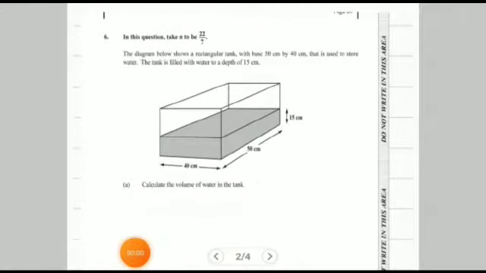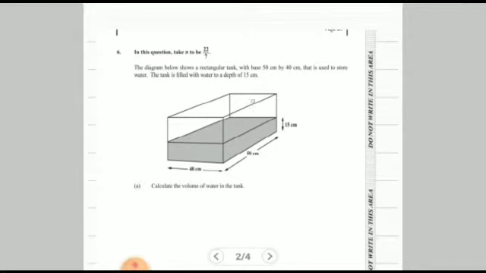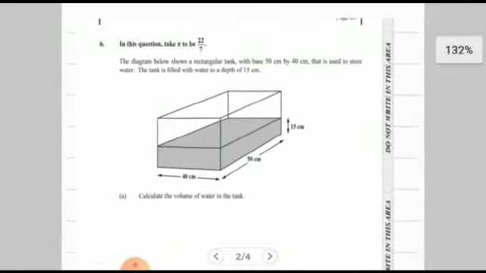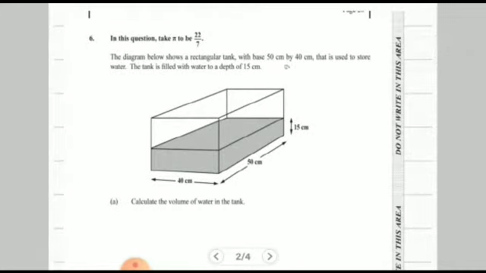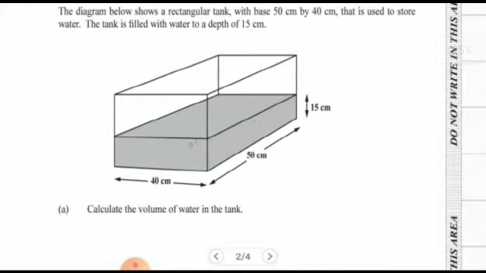All right, what we're looking at now is question 6 from January 6, 2021. People were solving this measurement question. It says the diagram below shows a rectangular tank with the base 50 by 40 centimeters. This is used to store water. The tank is filled with water to a depth of 15 centimeters. So we're seeing all of that.